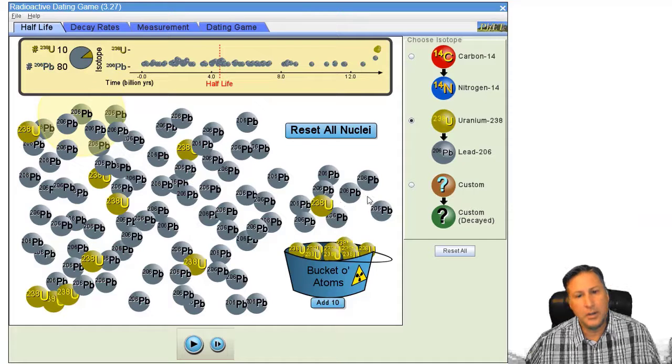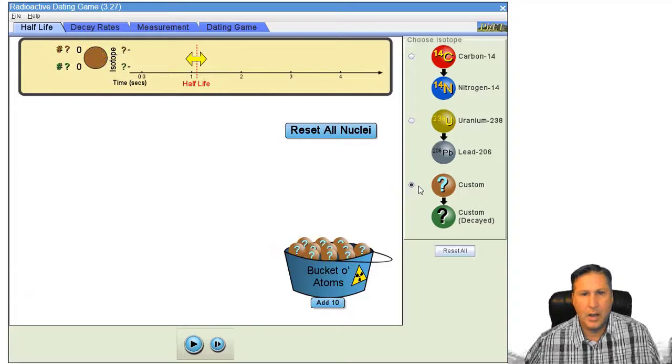So you can then use the uranium to lead transition in order to figure out the relative age of a rock. The simulation lets you do custom ones. It lets you play with what the half-life is going to be, and this time is actually measured in seconds. So this would be a really unstable nucleus that goes through that radioactive decay fairly fast. So that's the first part of the simulation.